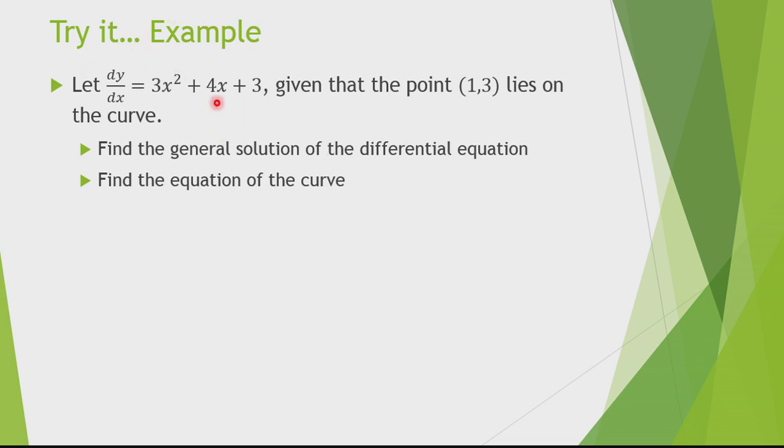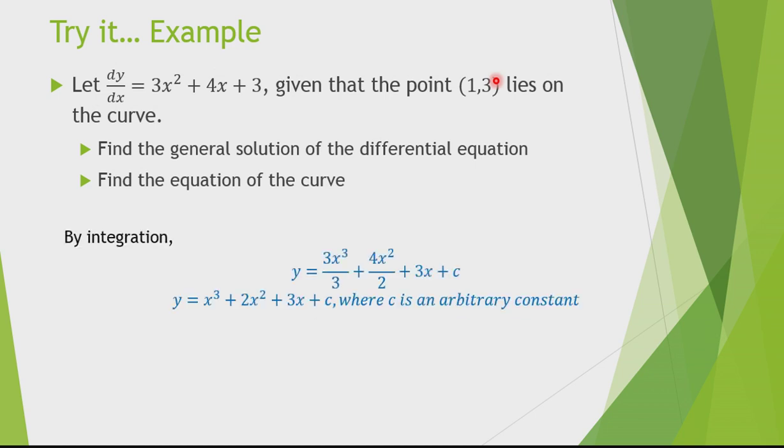So by integration, if I integrate this particular differential equation, dy by dx becomes y, as well as 3x square becomes 3x to the power 3 divided by 3 plus 4x square over 2 plus 3x plus c. Don't forget this c, where c is an arbitrary constant. Just a simple simplification there. We can cancel off this 3 by 3, 4 divided by 2 becomes 2.